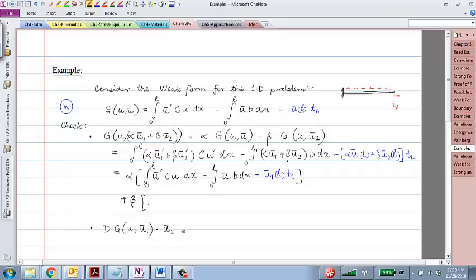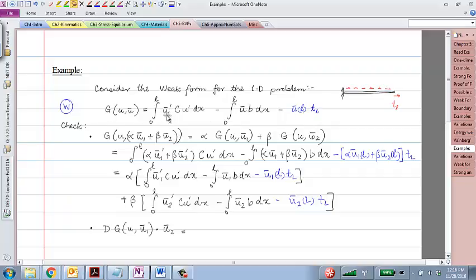Plus beta times integral 0 to L u2 bar prime c u prime dx minus integral 0 to L u2 bar b dx and minus u2 bar L TL. Right? So checking linearity is actually not that difficult. Even though I wrote out these long expressions explicitly, all that this means is that, just looking at this expression right here, you can check linearity.